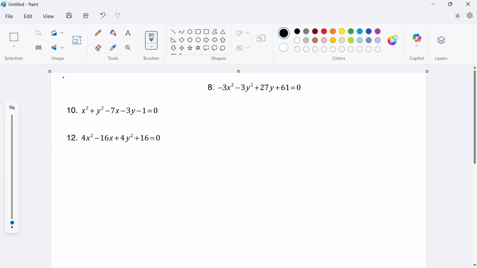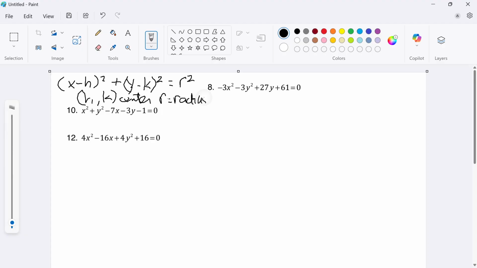Remember, standard form is (x minus h) squared plus (y minus k) squared equals r squared. That's for a circle. And (h, k) is the center, and r is the radius. You can call it the radius. I call it the radius.